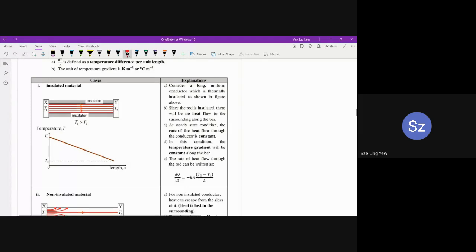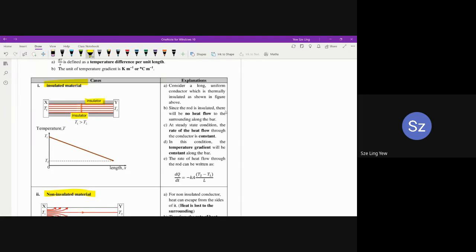There are two different cases that we're going to look at. The first is when you have an insulated material, and the second is when you have a non-insulated material. Now, what does it mean by insulated? You put an insulator outside the metal, outside your rod, for example. So there's an insulator on both ends, outside the object. You wrap it with an insulator. So consider a long uniform conductor, which is thermally insulated as shown in the figure.